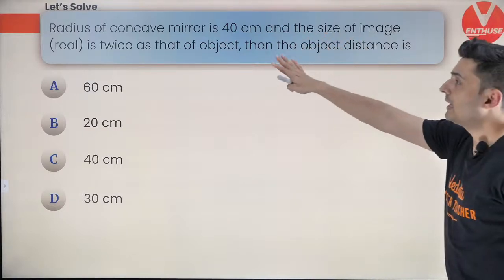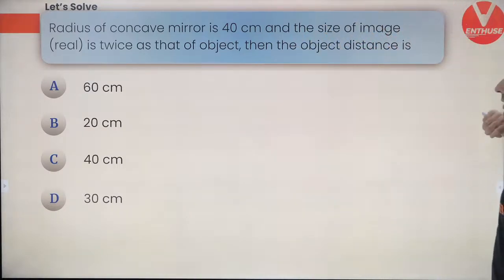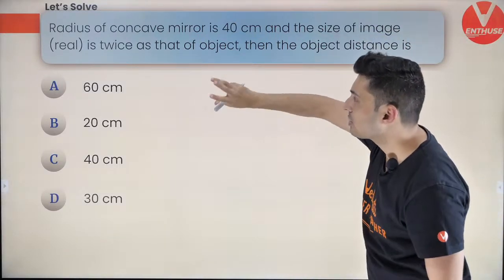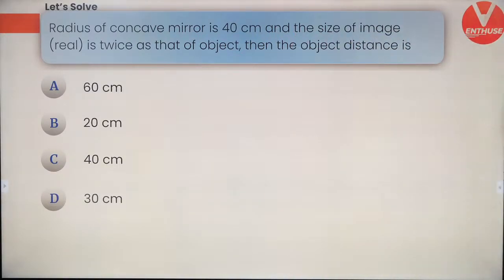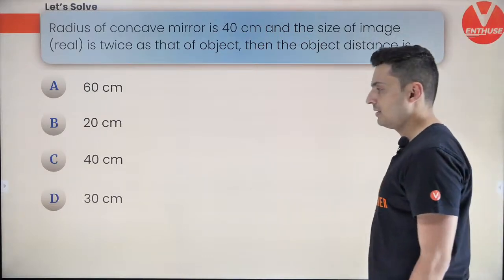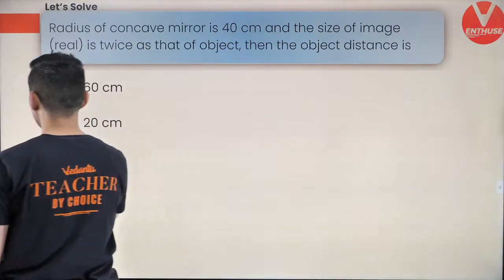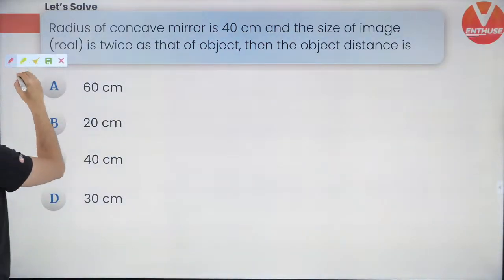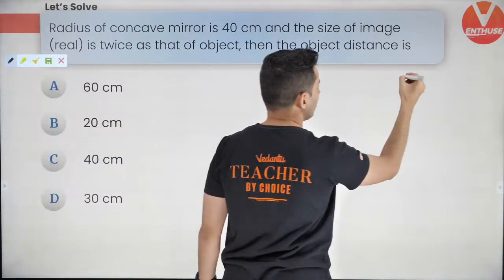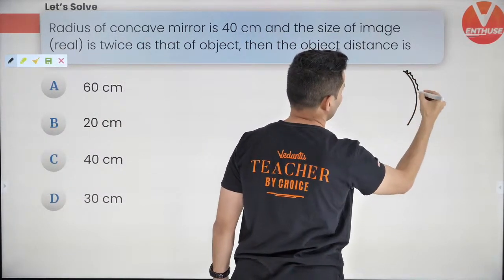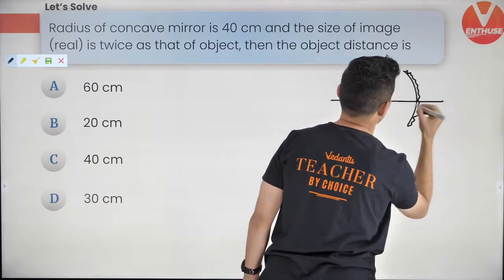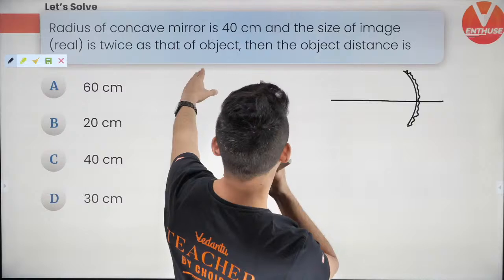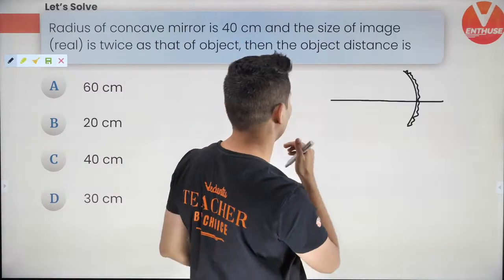Next, radius of curvature is 40 and the size of the image, which is real, is twice as that of the object. Then what is the object distance? Let's try and solve this. Okay, there is a concave mirror. Let's do this question, guys. Think about it. There is a concave mirror. This is the principal axis and the size of the image is twice as that of the object.